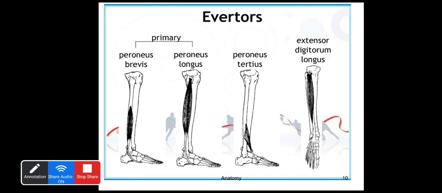You can see here the primary evertors of the foot, peroneus longus and brevis. The other muscles that assist the eversion are the peroneus tertius and the extensor digitorum longus. Of course, I hope you know these two muscles, peroneus longus and brevis, are the lateral compartment muscles, and the peroneus tertius comes in the anterior compartment of the leg.